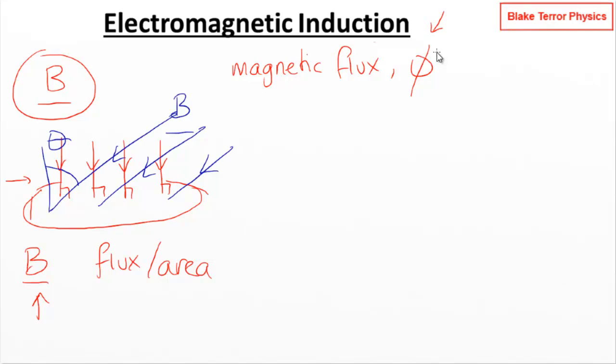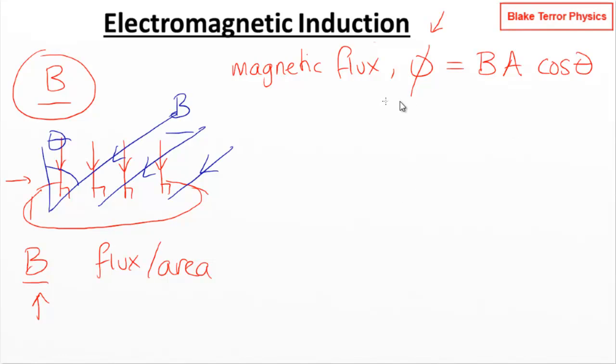So our magnetic flux is then going to be B multiplied by cos theta. That gets us our perpendicular component. Then we multiply by the area to go from flux density to flux. So that's how we work out what the magnetic flux is.